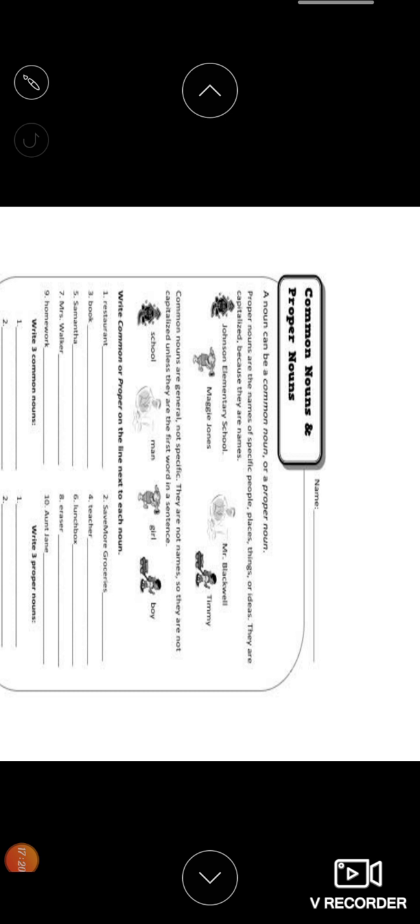Here you have to write 3 examples for each proper noun and common noun. I hope you have tried to understand, children. Listen to the video twice or thrice, and I am sure that you will be able to do this activity.